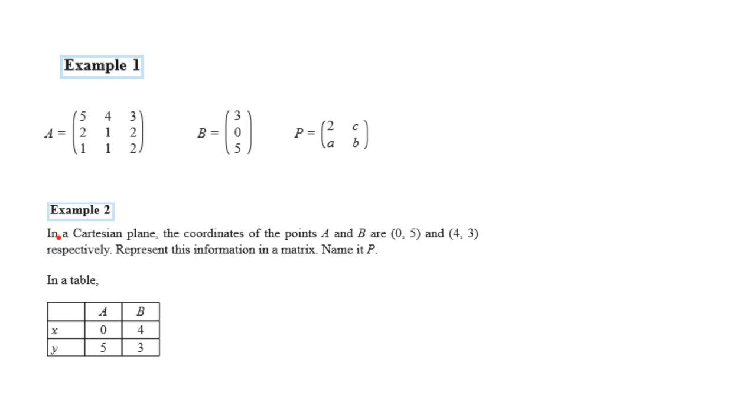Example 2. In a Cartesian plane, the coordinates of the points A and B are 0, 5 and 4, 3 respectively. Represent this information in a matrix. Name it P. You have a table here, with X, Y, and A is 0, 5 and B is 4, 3. You have to write it in matrix form. How do we write it? So, P equal 0, 4, 5, 3.